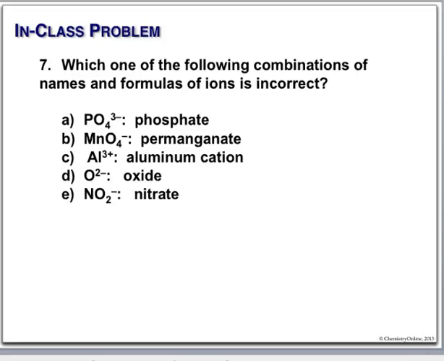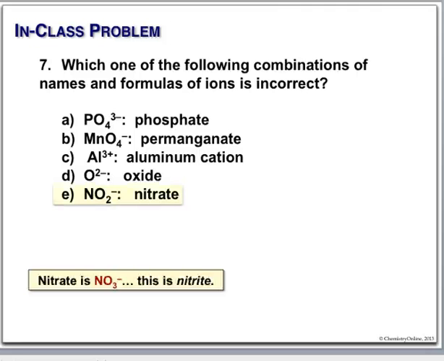This is the parent for phosphorus, PO4. They're all minus 3. This is phosphate. MnO4 minus is permanganate. Aluminum is a group 3 ion. It will be plus 3. Oxygen is group 6. It will pick up 2 electrons and become oxide. And finally, as we saw in the previous one, nitrite is NO2. Nitrate is NO3.